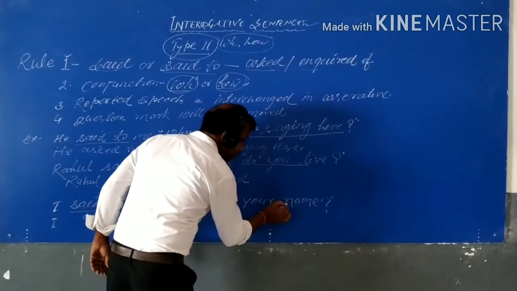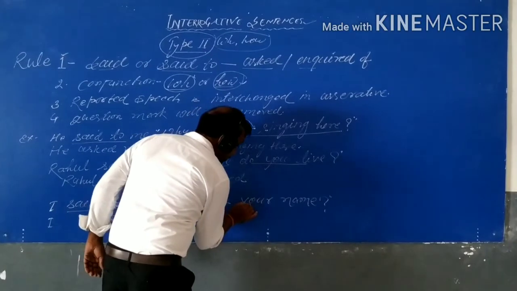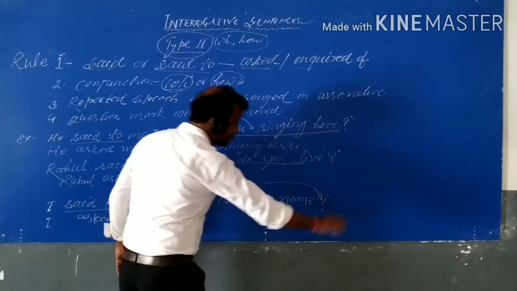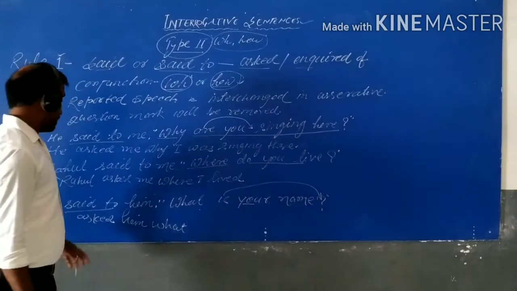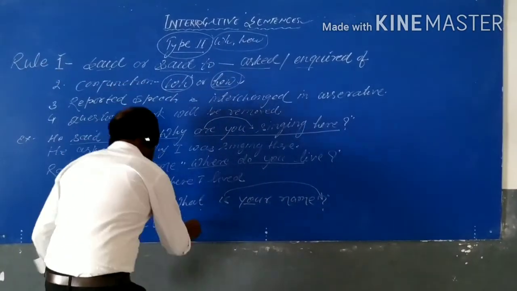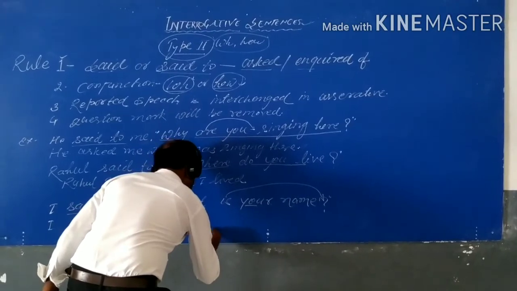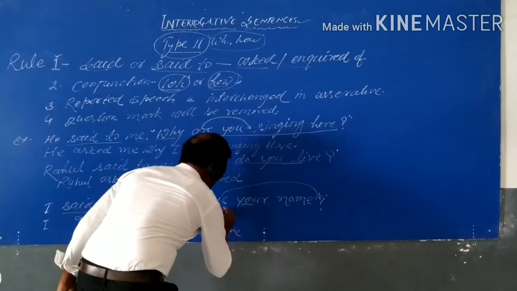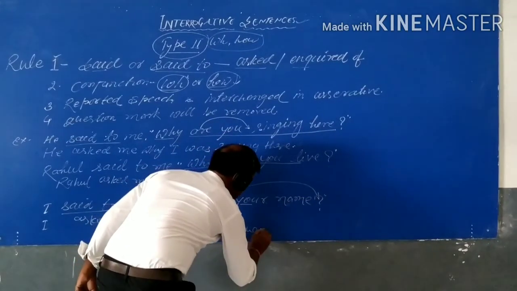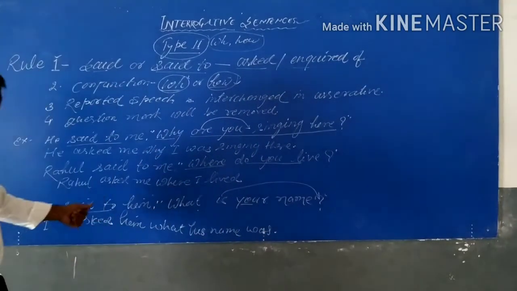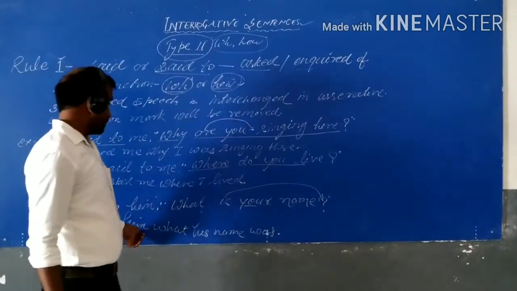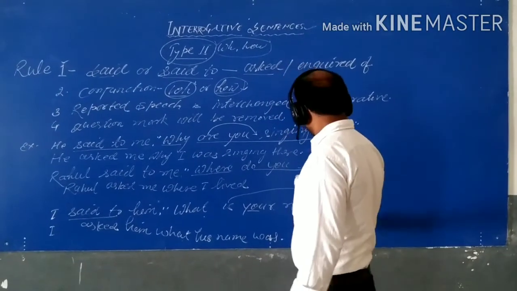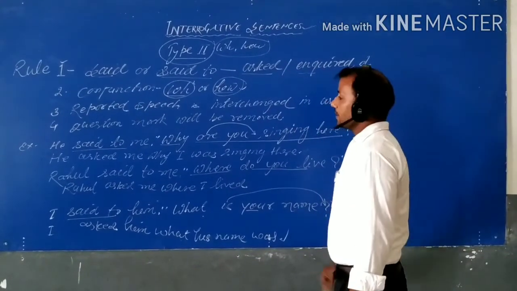That means "is your name". "Is" is used just beside the subject, that means after "your name". "Your" will change according to "him", that means "his name", and "is" will change into "was". The sentence is: I asked him what his name was. What his name was. This is the second type.